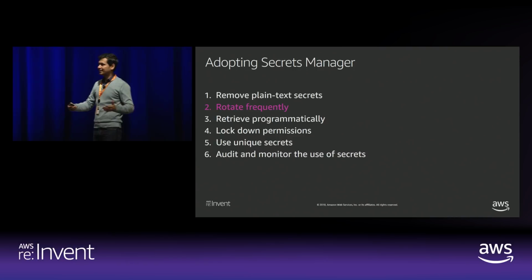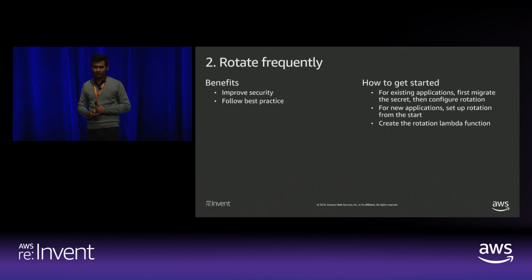Okay, the next big thing that you need to think about is how do you rotate your secrets and when do you do that? As I mentioned previously, this will depend on your security and compliance requirements. But here are a few things to get you started. For existing applications, move their secrets over first and worry about rotation second. But if you're building newer applications, store the secret and set up rotation right from the get-go.